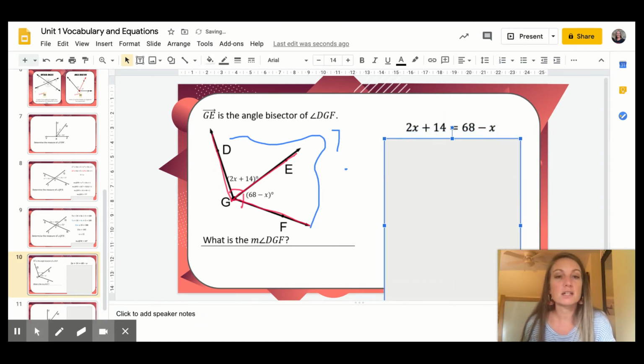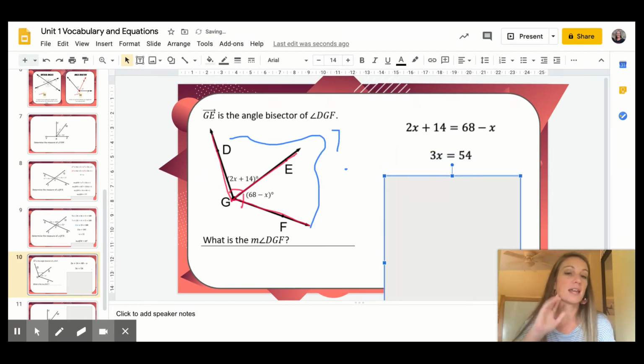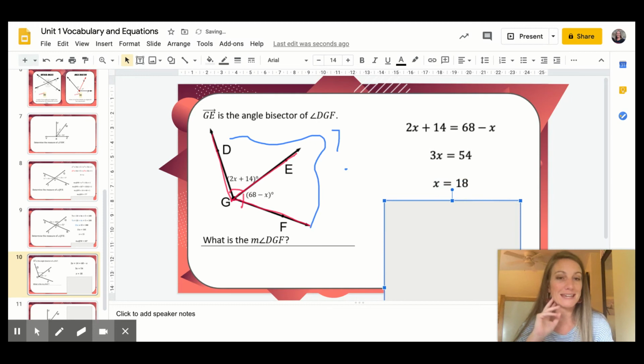I have that 2x plus 14 equals 68 minus x. I now have to solve. I can add my x over and subtract my 14, and I get 3x equals 54. Divide by 3, and I get x equals 18. Am I done? Nope. So think about this logically here.